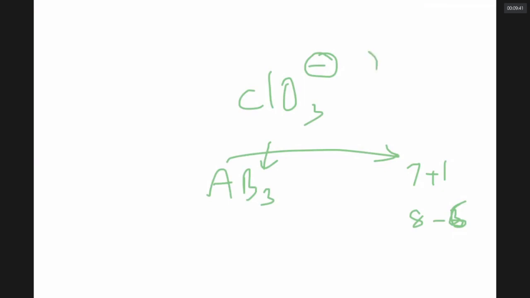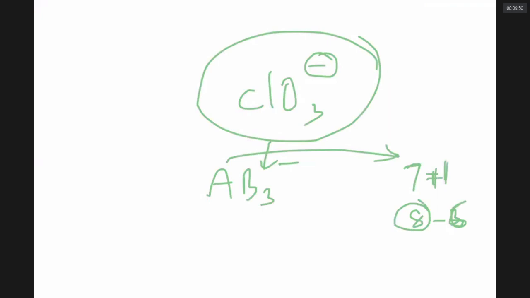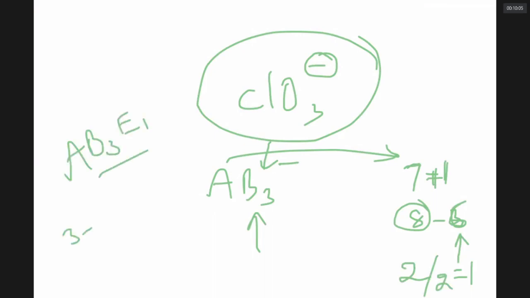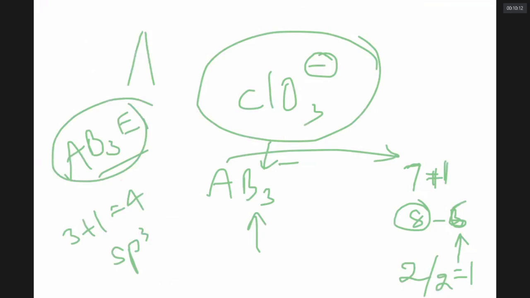So ClO3 minus is looking like AB3 minus. Here, A has 7 electrons and because of the minus charge, I have to add 1 extra electron. Out of 8 electrons, 3 oxygens use 3 2s or 6 electrons. So 2 are left, 2 by 2 is equal to 1. It is an AB3E type molecule. 3 plus 1 is equal to 4. So it is sp3 hybridized. Yes, sir. All AB3E-type molecules are pyramidal in shape.